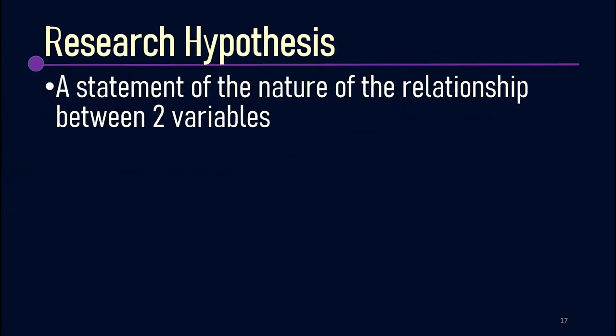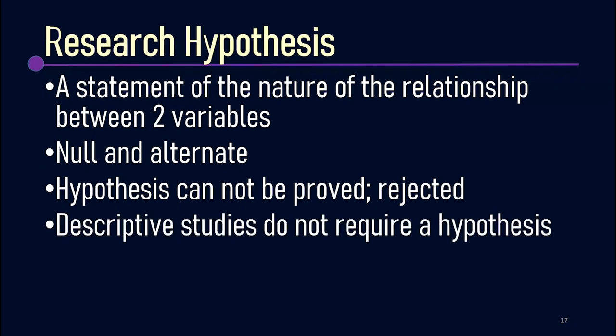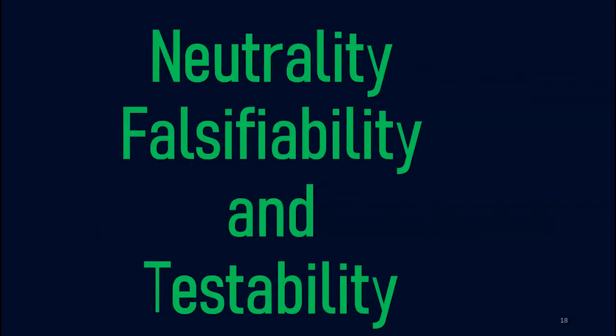Then we go to the research hypothesis, which is nothing but a statement of the nature of the relationship between two variables. Typically, they are stated as null and alternate hypotheses. And one thing we need to know is a hypothesis cannot be proven, it is rejected. Descriptive studies do not require a hypothesis because we are not rejecting anything by using inferential statistics. A hypothesis should fulfill these three components: neutrality, falsifiability, and testability.